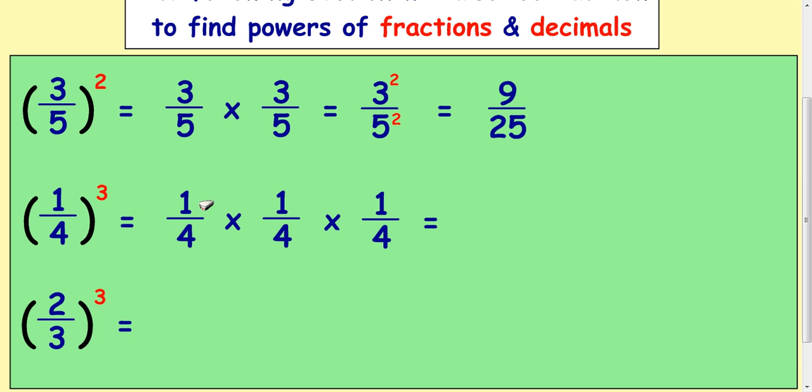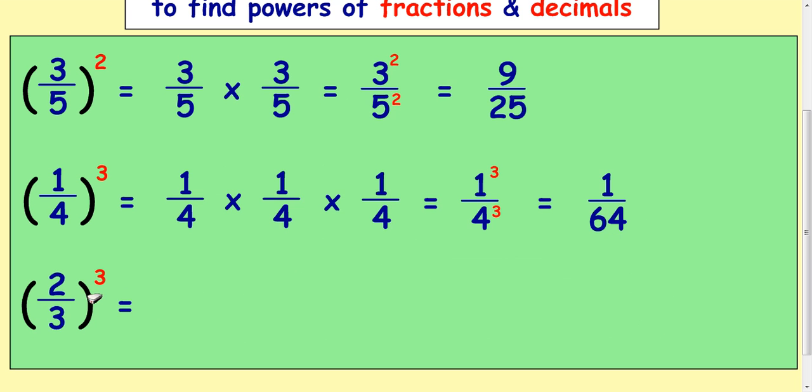together. So on the top line here we've got 1 times 1 times 1, which can be written as 1 cubed, and the bottom line is 4 times 4 times 4, which is 4 cubed. So you're really just taking the first number and cubing it, and taking the bottom number and cubing it as well. So 1 cubed is 1, and 4 times 4 times 4 is 64. So the answer is 1 over 64.